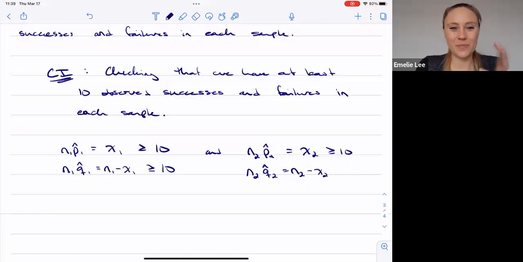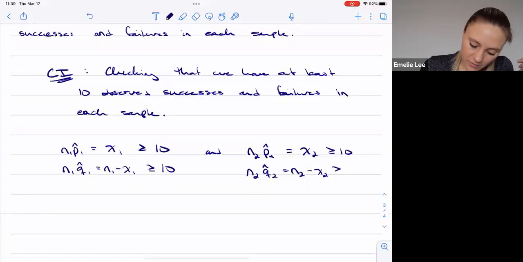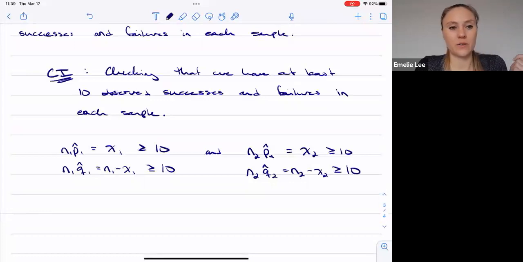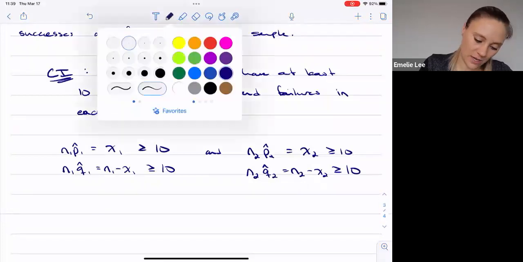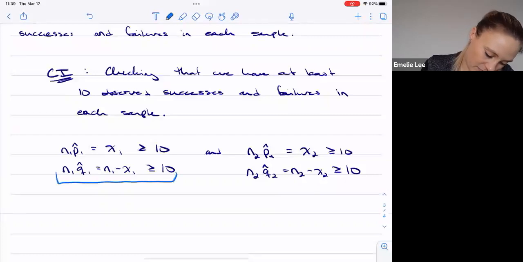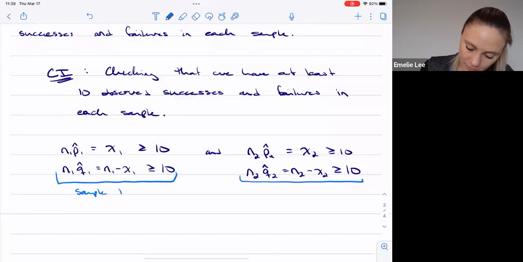Right. Your sample size minus the number of successes gives you the number of failures, which is greater than or equal to 10. So I have to check it for sample 1 and for sample 2.